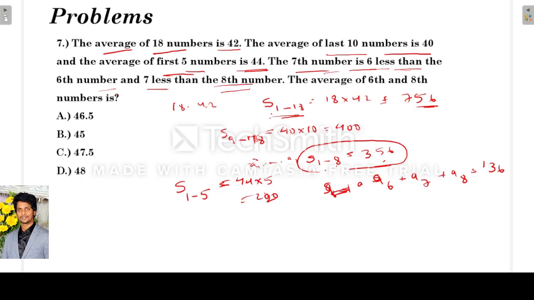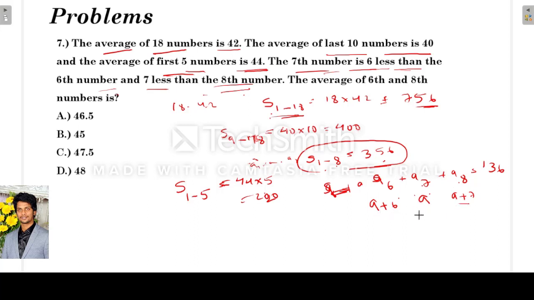So now they are telling 7th number is 6 less than 6th number and 7 less than 8th number. So let's take 7th number as A. So they are telling 7th number is 6 less than the 6th number. So the 6th number will be A plus 6, right? So only then the 7th number is 6 less than 6th number, and it is 7 less than 8th number. So the 8th number will be A plus 7, because 7th number is 7 less than 8th number.